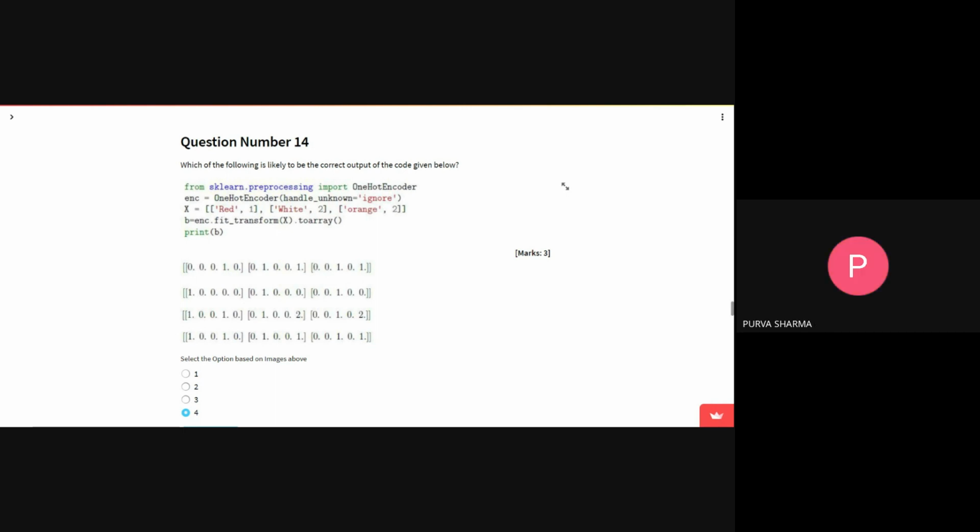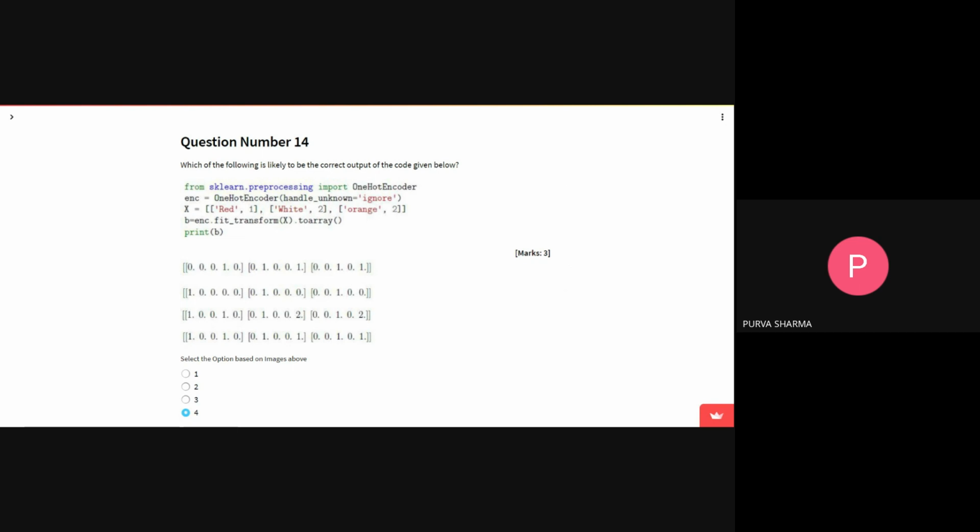Wherever in the row it's red, it will put 1 there, and if it is 1, it will put 1 in the place of the feature which is 1. So in the first row we have 1 0 0 1 0, which means that since red and 1 are present in the first row, in the place of red there will be 1. White is not there, so 0. Orange is not there, so 0. 1 is there in this first row, so we put 1 here, and 2 is not present in this row, so we put 0.